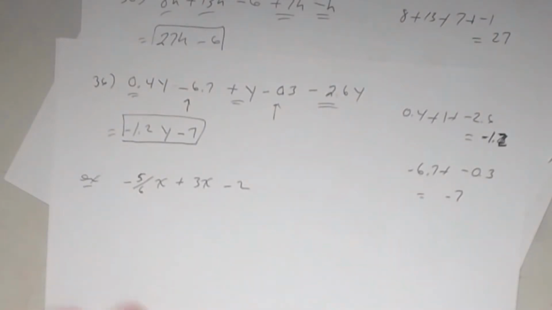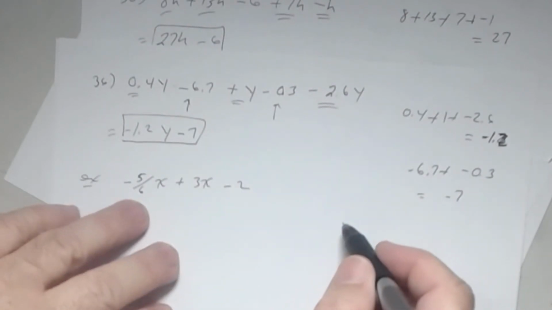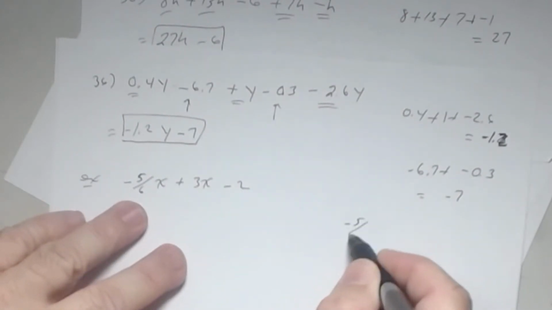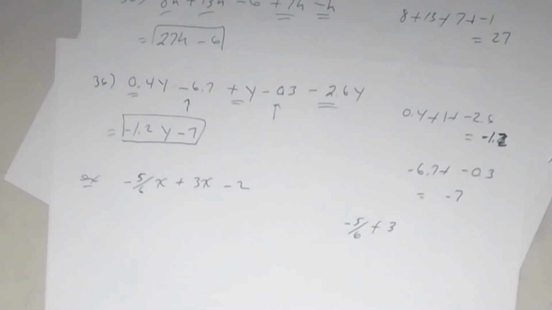All right. So what do you combine? Like terms, these two, right? So this coefficient is what? Negative 5/6 plus this coefficient is what? 3. Okay. Now the problem with using your calculator is that when you say negative 5/6 plus 3, it gives you a decimal, right? So let's see what to do with that decimal. So take your calculator out.